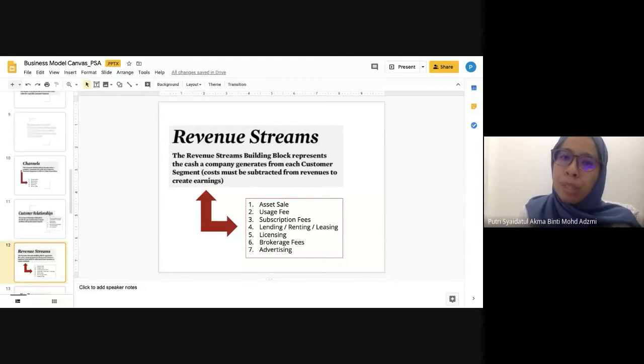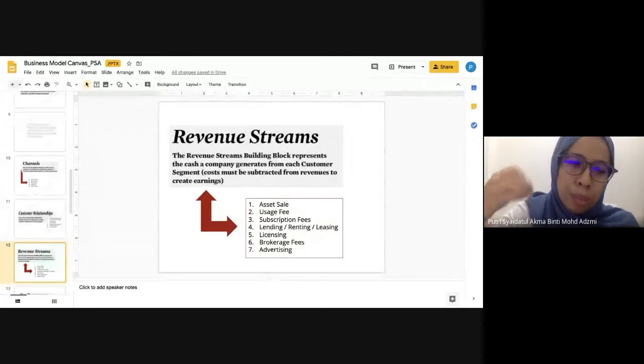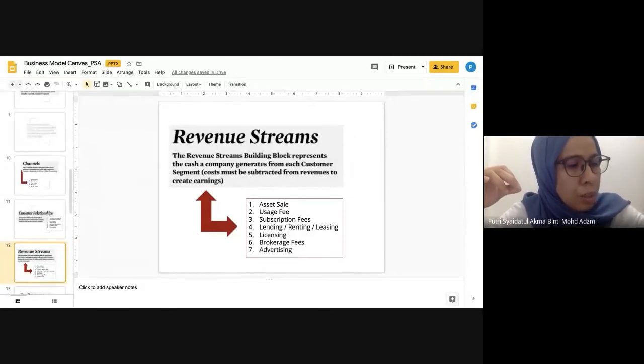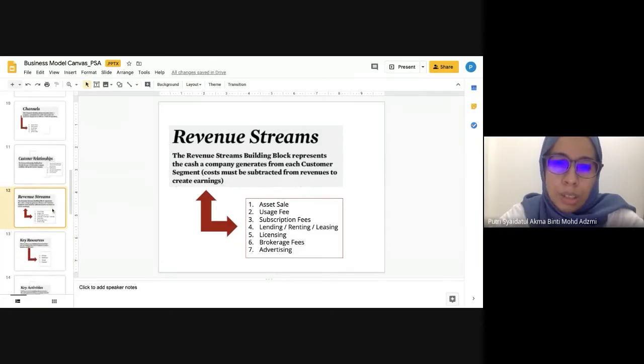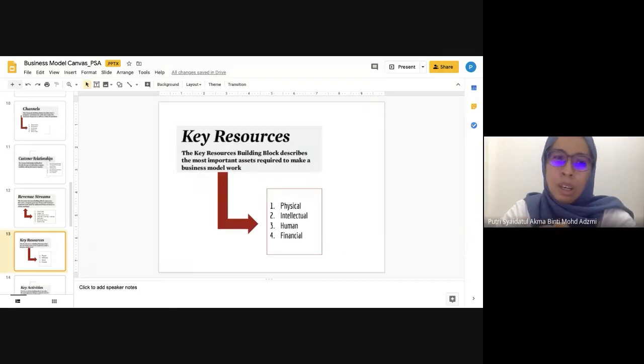I hope you get what I mean when I say revenue. You must think about the different sources of revenue that you will get. A very clear-cut, classic example is during MCO: when you only have one revenue stream for your business, the moment you are not able to run that business, you're stuck. That's why you must have multiple revenue streams, for you to be able to sustain.